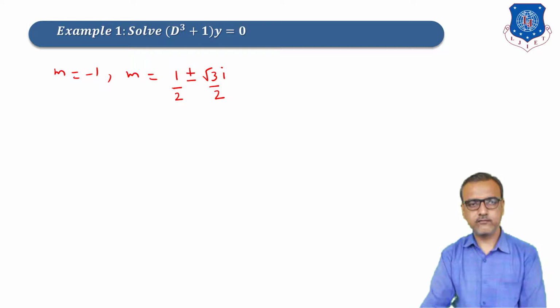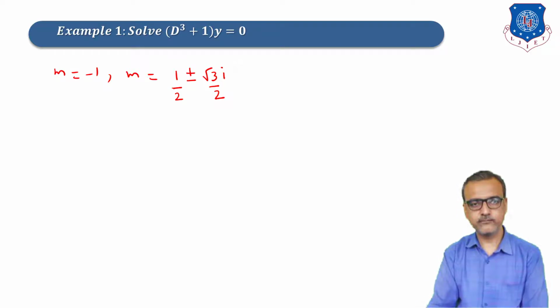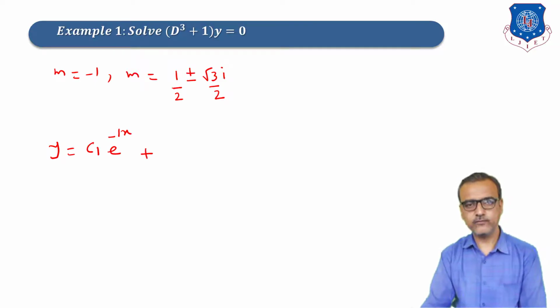So we are getting one real value and one complex conjugate pair. How will we write down the general solution? That is y equals, for minus 1, we write c1 e raised to minus 1x plus, now for 1 by 2 plus minus root 3 by 2 i, the real part is 1 by 2 and the imaginary part is root 3 by 2. Alpha is 1 by 2 and beta is root 3 by 2.